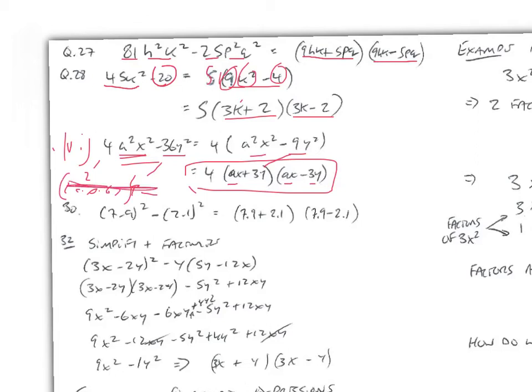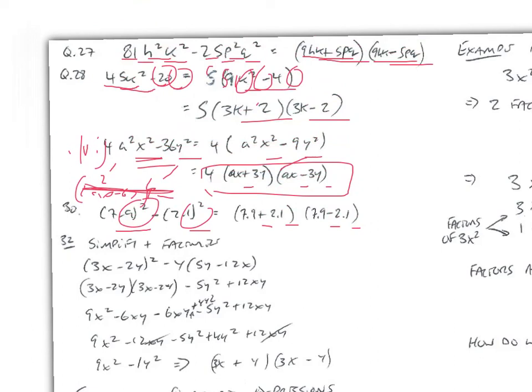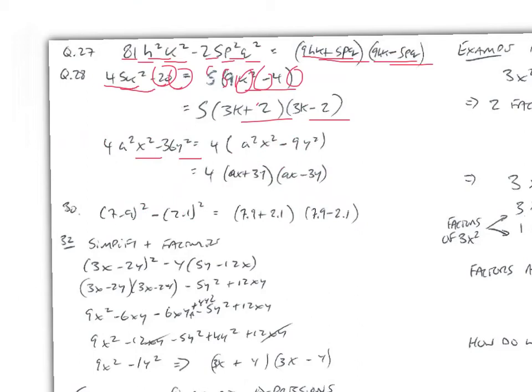Okay. So what about this 7.9 squared minus 2.1 squared? Well, that's 7.9 plus 2.1 times 7.9 minus 2.1, and that is whatever that is. And here then we have simplify and factorize. Sorry, get rid of this junk. Simplify and factorize.